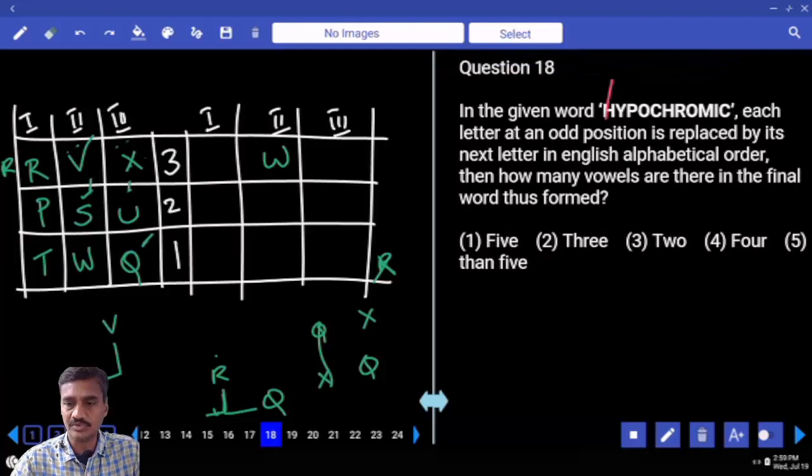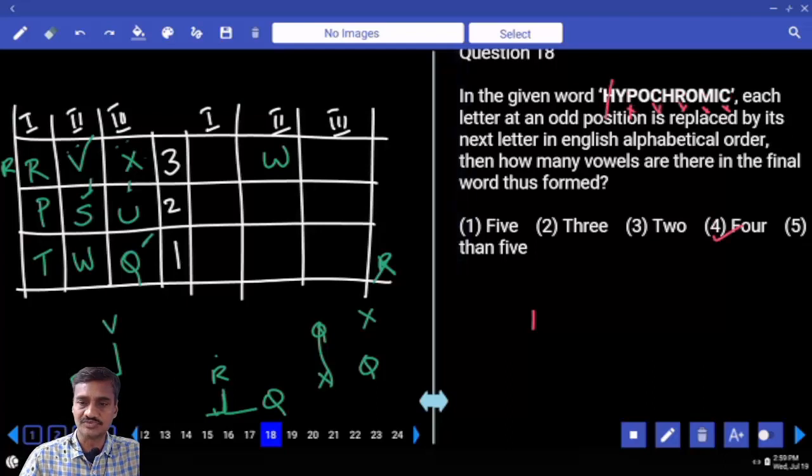Then PQ, it is not a vowel. CD, it is not a vowel. RS is not a vowel. MN is not a vowel. CD is not. Hence, now in odd positions we have only 1 vowel and in even positions 3 vowels. 1 plus 3, 4, that is choice 4, question number 18. The 18th one is choice 4.